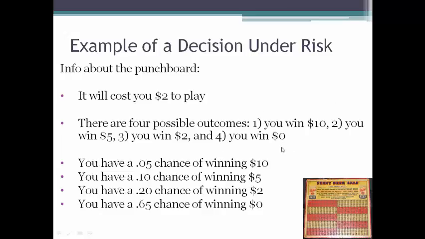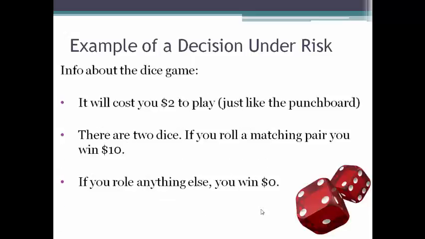This seems like, hey, a pretty good setup when you just look at the 4 options. But then, of course, we've got to look at the probabilities. You only have a 5% chance of winning the $10. You've got a 10% chance of winning 5, a 20% chance of winning 2, and a whopping 65% chance that you aren't going to win anything. So that's the situation for the punch board.